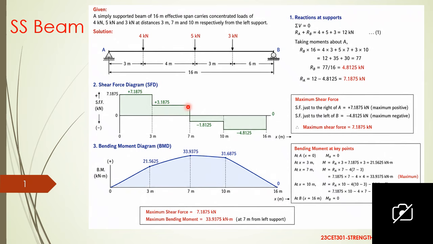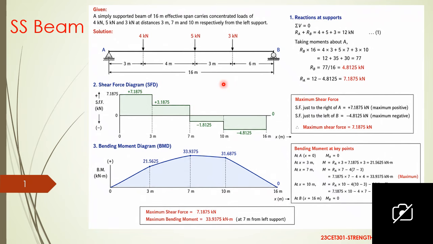Again minus 5, that is minus 1.8125. Again minus 3, that is 4.8125 acting. Again plus 4.8125, that will come to the 0 point. You can see upward reaction, no force, downward force, no force, downward force, no force, downward force, no force, upward reaction.